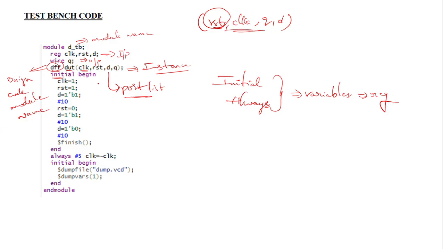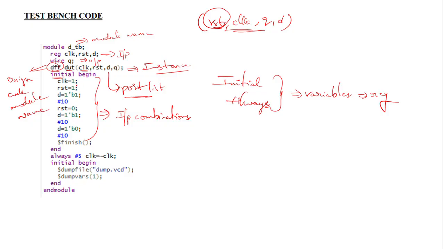So initial begin. After this you have to write the initial begin. What does initial begin mean? You have to give different input combinations inside this, and verify whether your output is correct or not, in the waveform or in a display statement also.